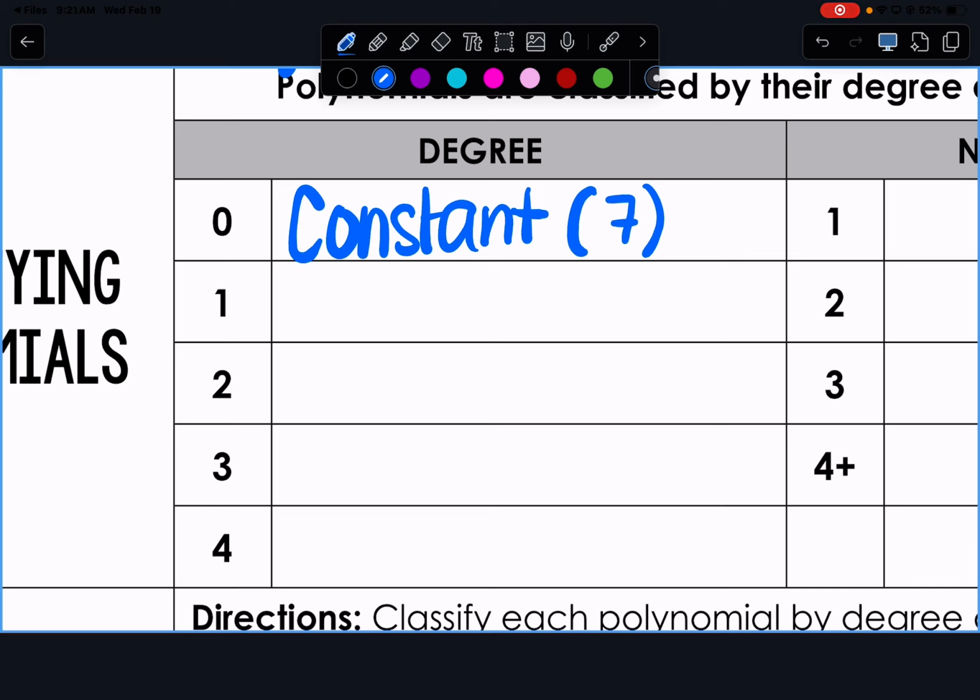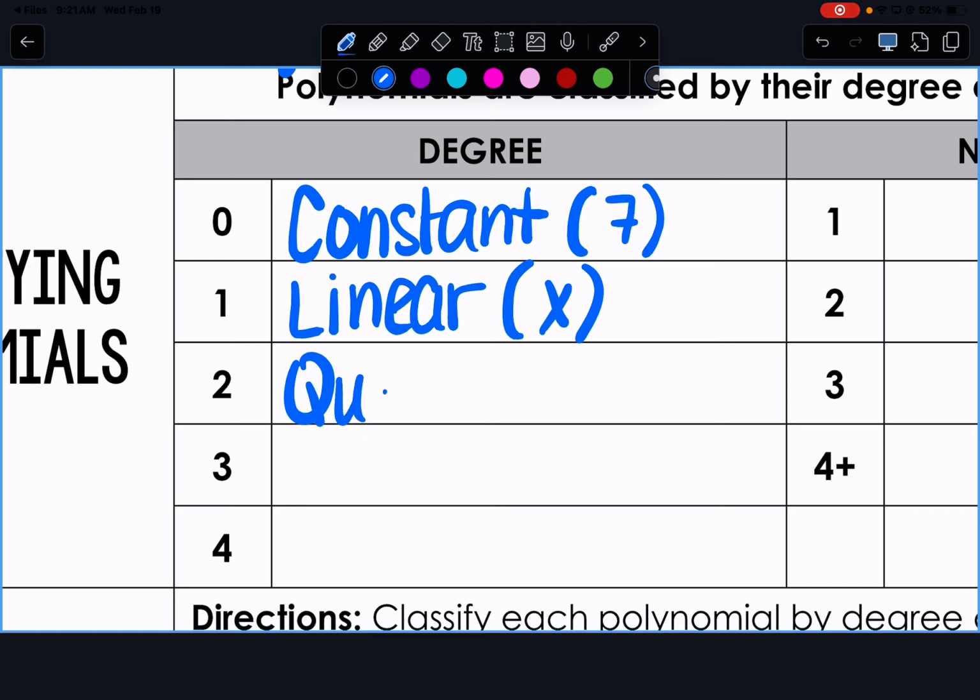Now, for our degree of 1, that is a linear function. And that occurs when we just have a plain old x, or like 5x, 8x, negative 72x. All of those have an exponent of 1, so they're linear. An exponent of 2 is called quadratic.